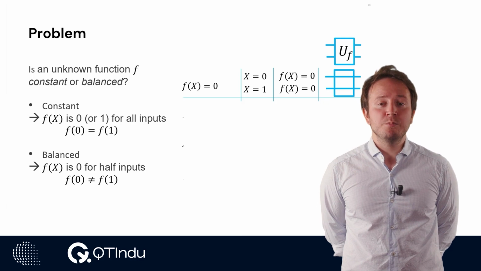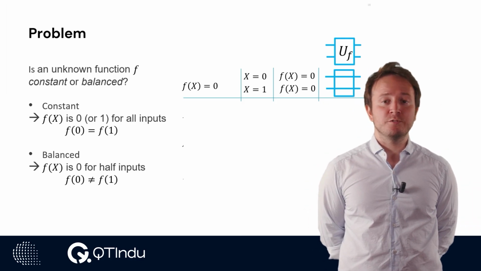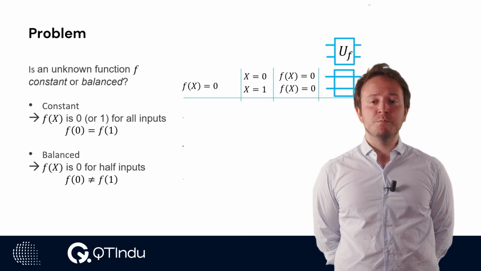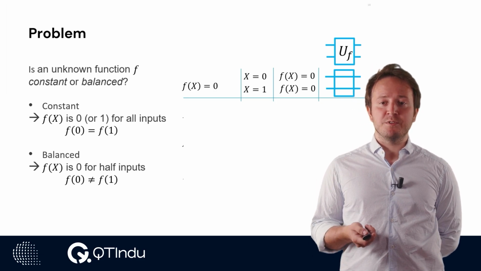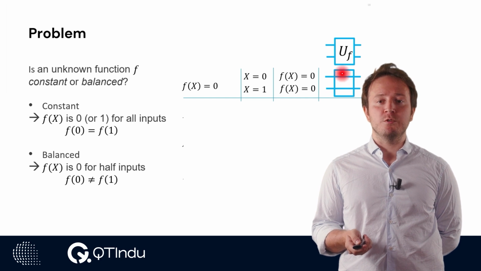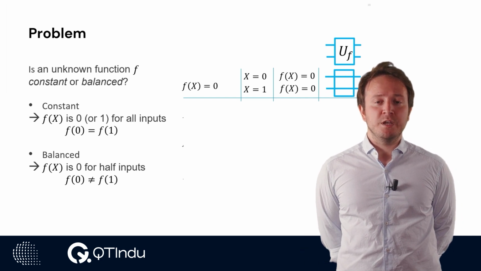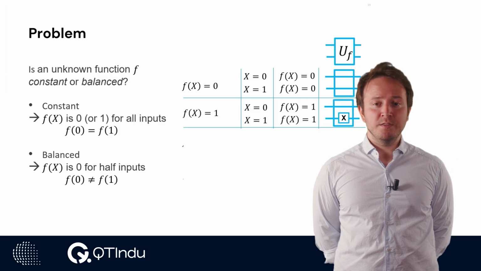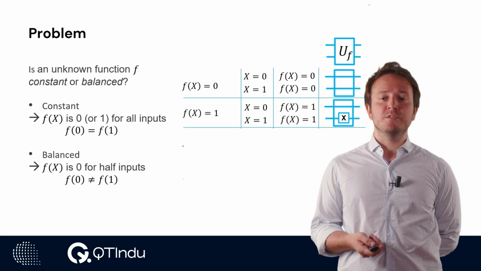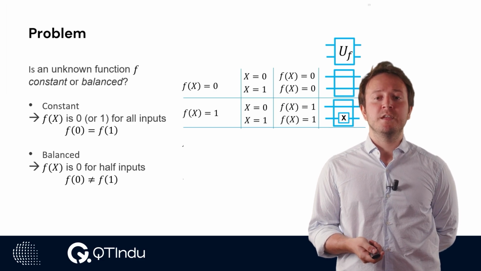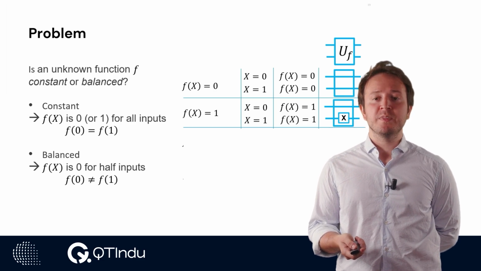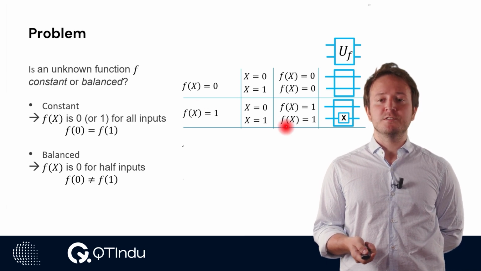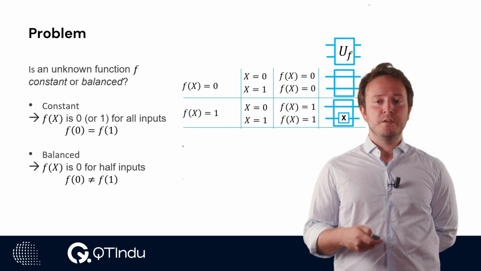To make a few concrete examples, if we take the function 0 that takes the input 0 and outputs 0, or takes the input 1 and outputs 0, and is described by this oracle over here, then we can say that this function is constant. Likewise, the function 1 that takes as an input 0 and outputs 1, and takes as an input 1 and outputs 1, is also a constant function, and is described by this oracle that you can see over here.